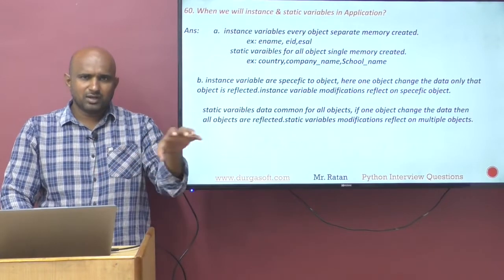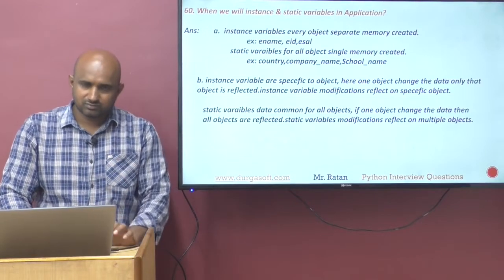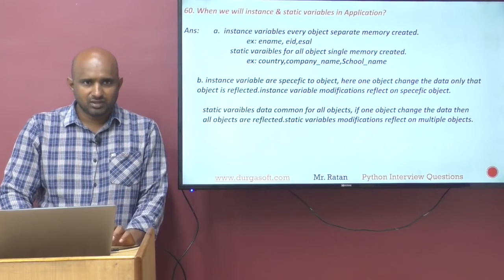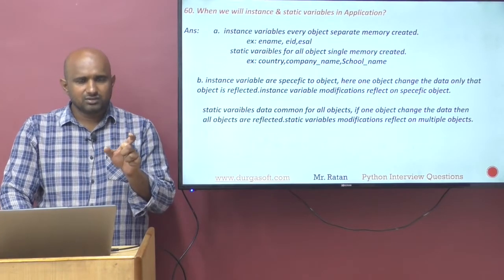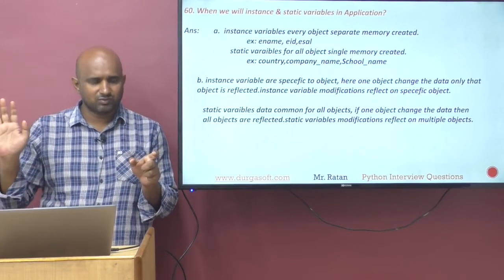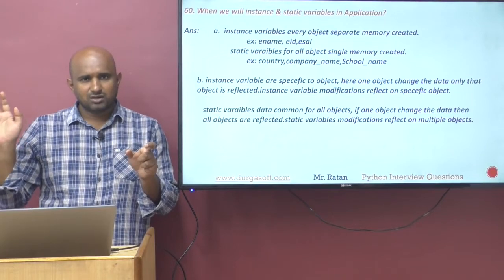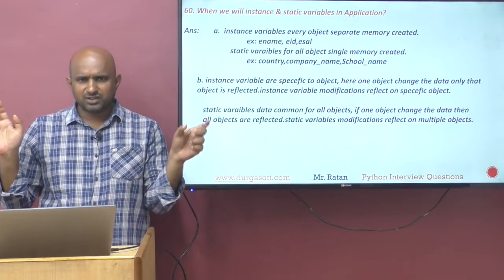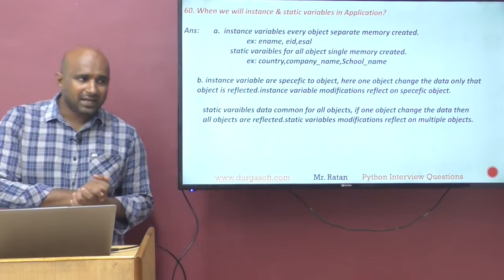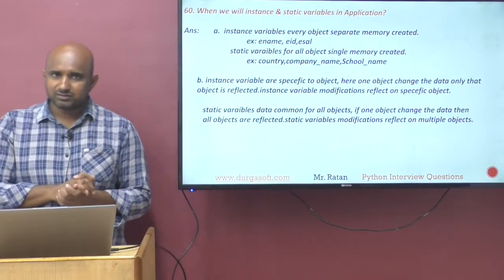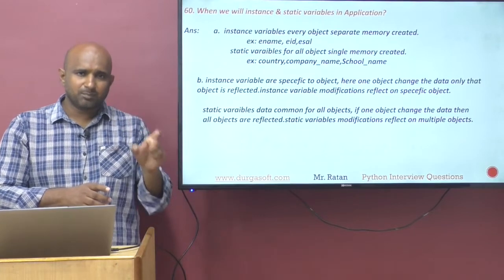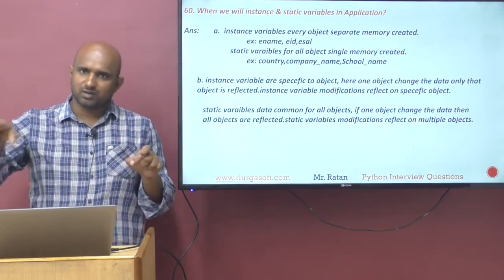But these 10 employees belong to the same company and the same location. Same company like TCS, same location like Hyderabad. In that case, company and location are common for 10 objects. Option 1: every object separately maintains the data. Otherwise, option 2: you maintain one copy of location and company name that can be shared by 10 objects.